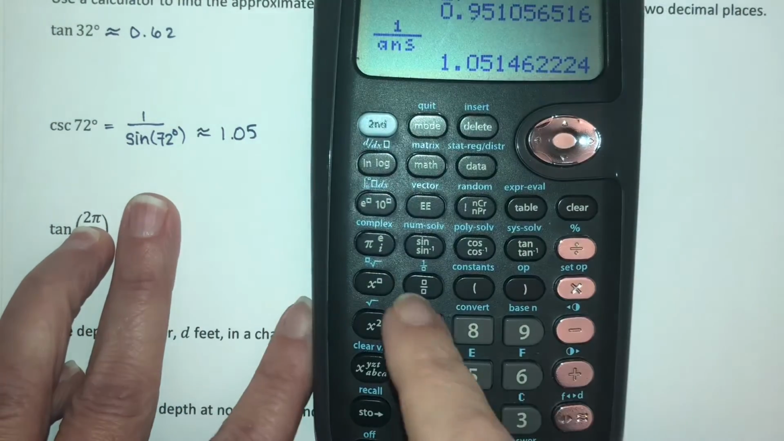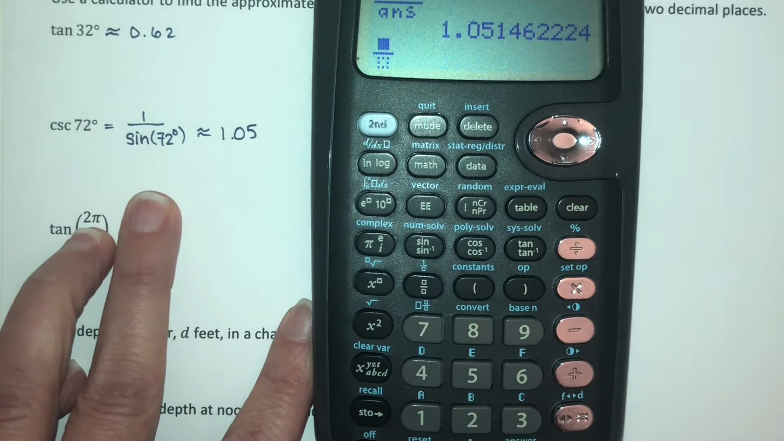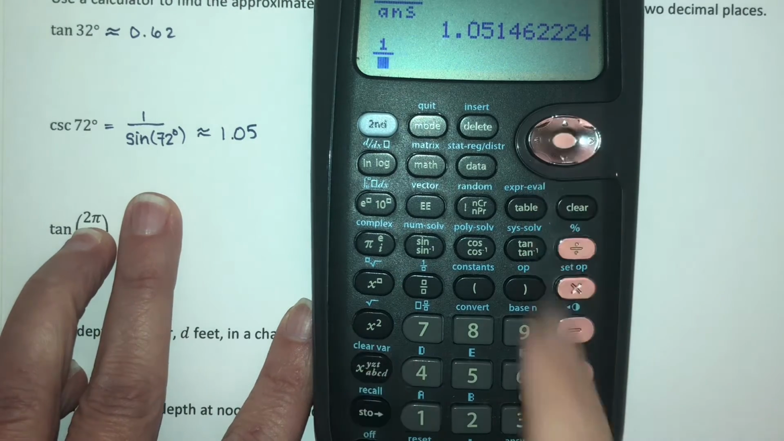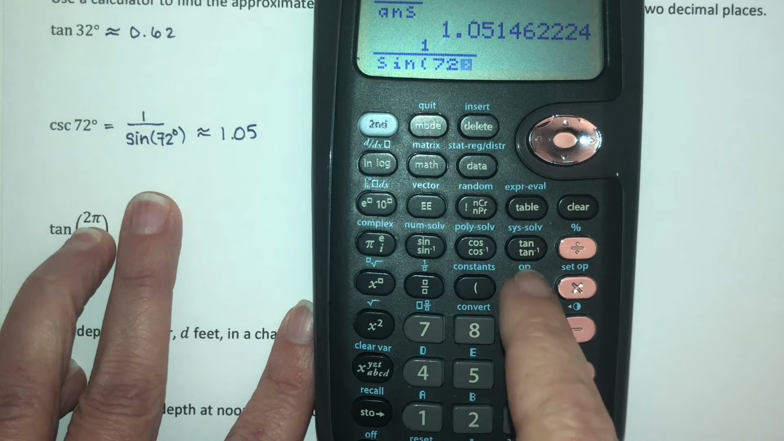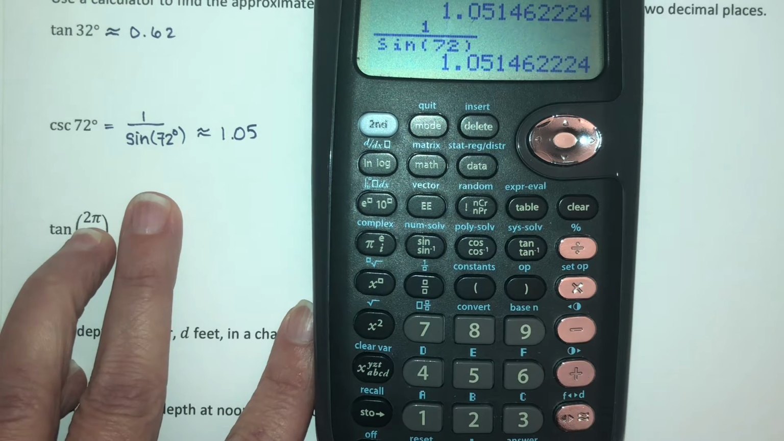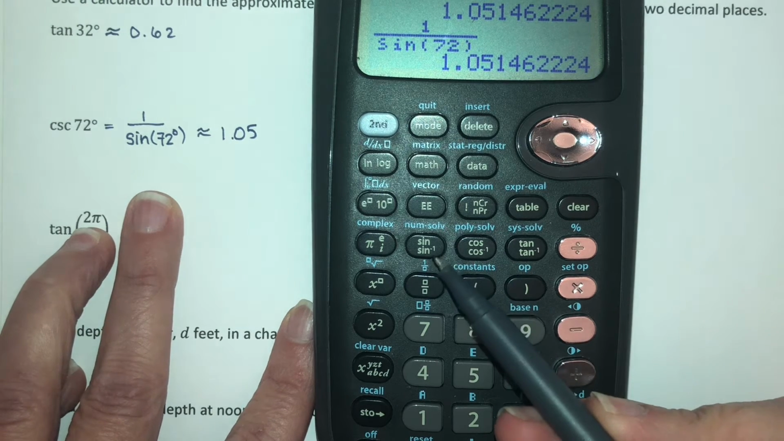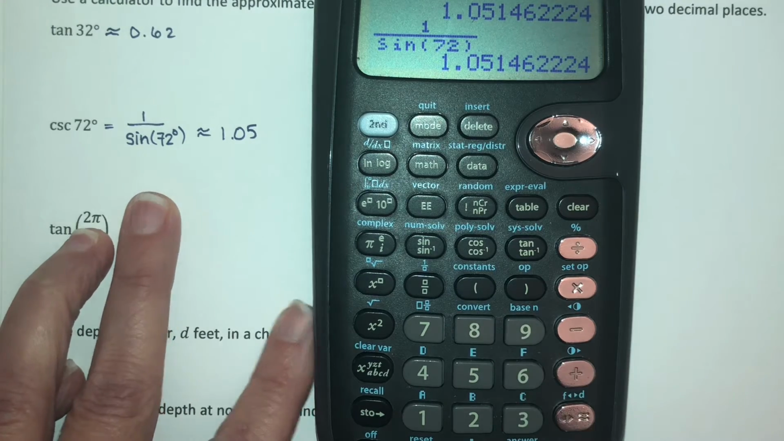The other way you could have done it is use fraction mode and do 1 over sine of 72 degrees, and you should get the same answer. But you have to remember to do the reciprocal yourself. These buttons mean something different.